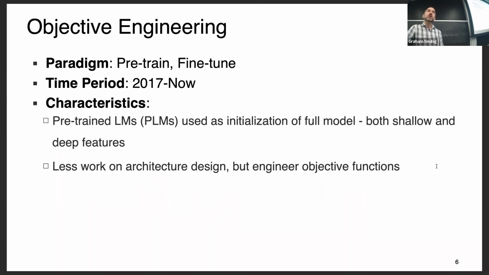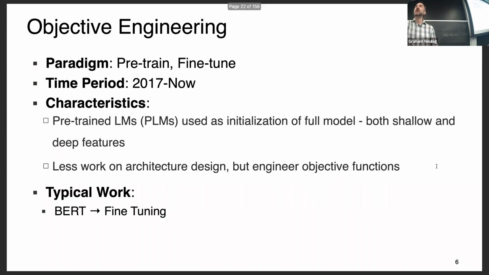The reason why there's less work on architecture design is that now, with pre-training objectives like language modeling, the models learn relatively good features of whatever language they're trying to model without explicit encouragement through designing an architecture.